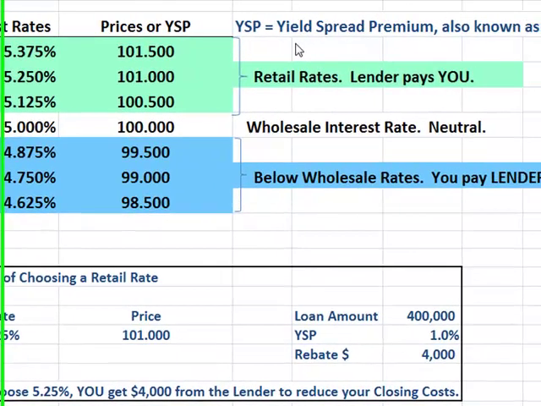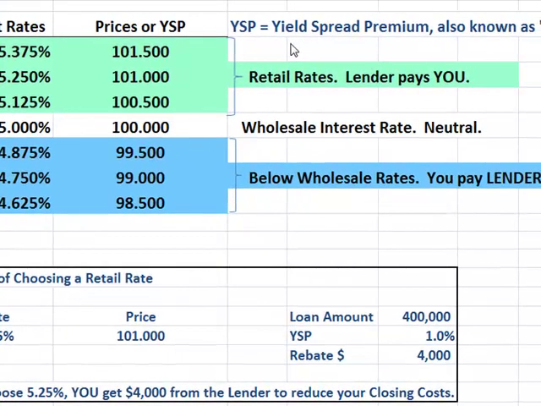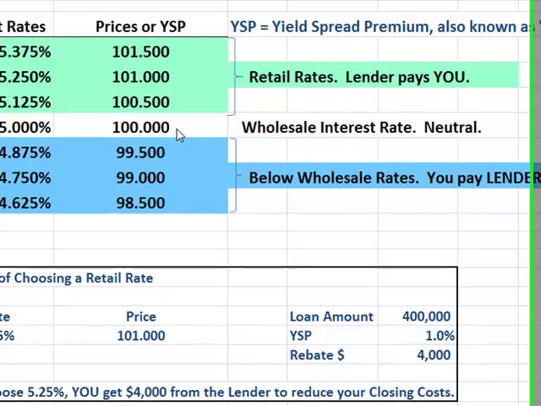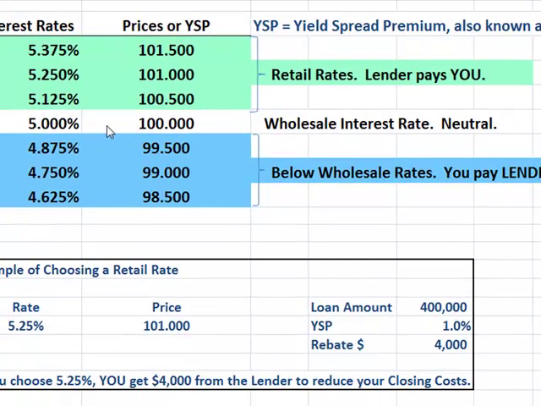YSP stands for Yield Spread Premium. It's also known as the rebate, and as we'll see, it always goes to the borrower. So before we start into some detail, let's start with the interest rate known as the wholesale rate. Here you'll notice at 5.0, the price is 100.000. So that's how we define the wholesale interest rate. The price is 100.000. That's the neutral rate where no money changes hands.